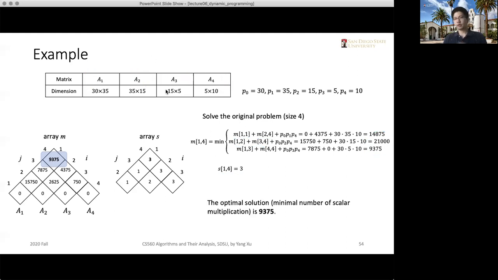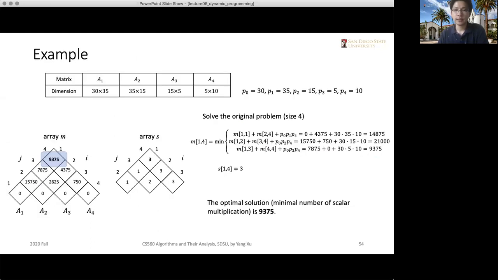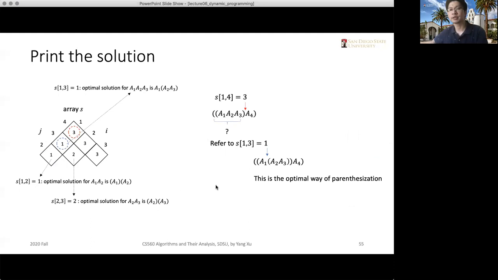All right. So we've got the optimal solution. The total number of scalar multiplications to multiply the matrix chain from A1 to A4 is 9,375. Okay, and in order to obtain the specific solution, like at which position we need to place a parenthesis, we can just refer to the S matrix or S array. We call it a 2D array, but we use matrix as a shorter name. So we look at this cell.